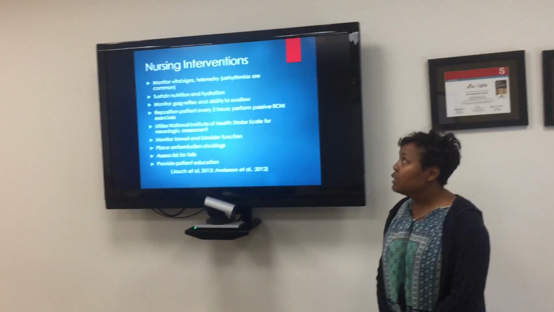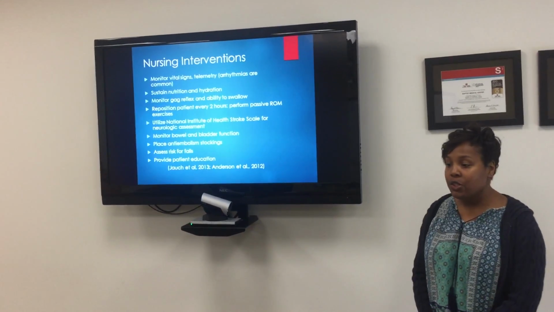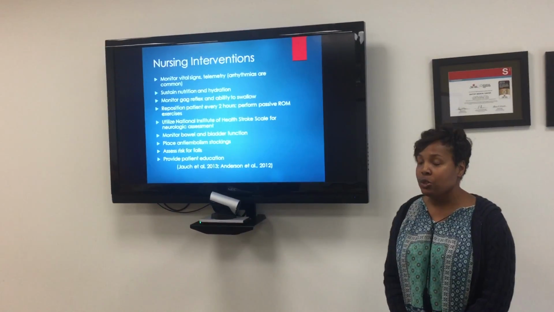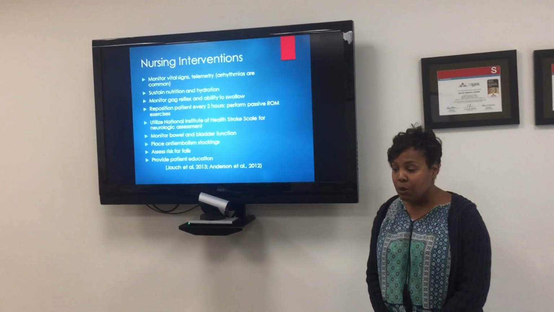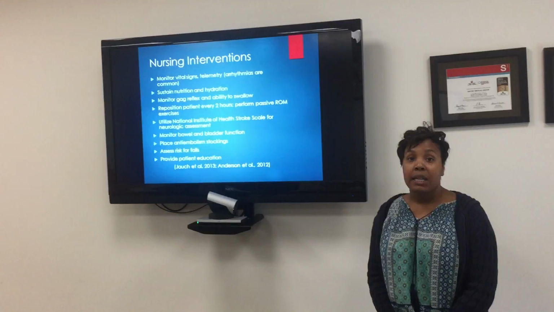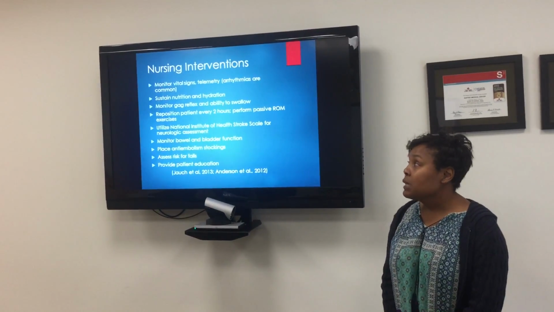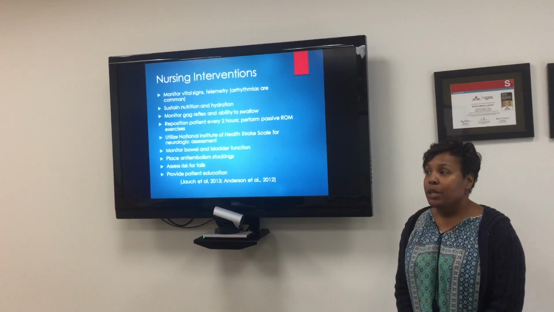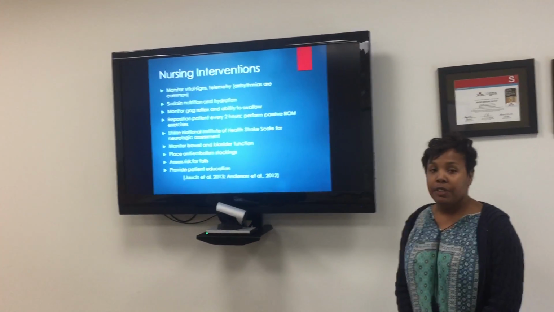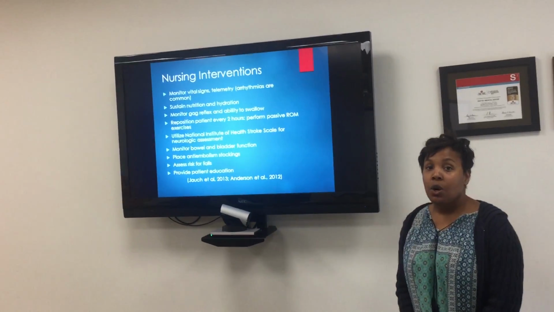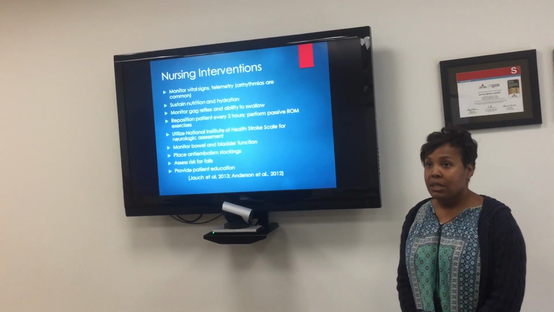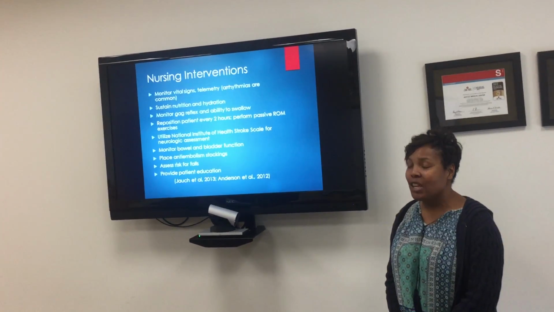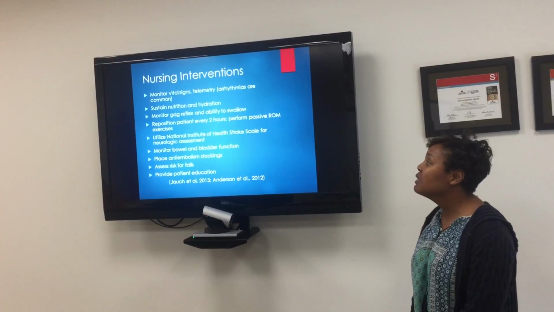Some of the nursing interventions are monitor the vital signs. You also want to put them on telemetry, because arrhythmias are common in stroke patients. One of the most common arrhythmias is AFib. Sustain nutrition and hydration. So he might have to be put on intravenous maintenance fluids or enteral feedings. Monitor for gag reflex and the ability to swallow.